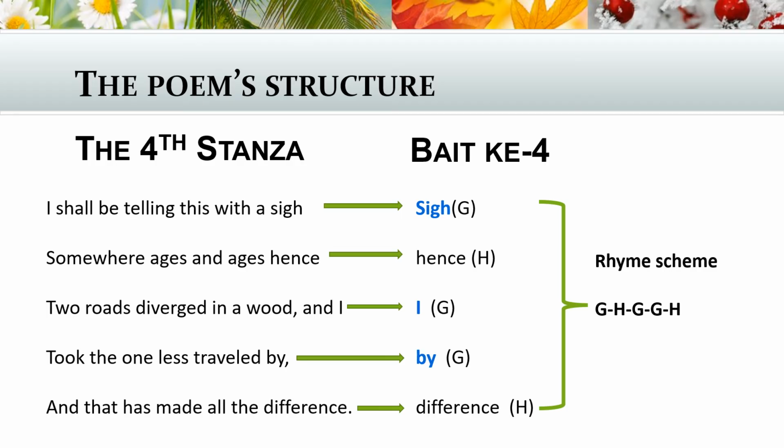Pay attention to the last word on each line: sigh, hence, I, by, difference. We're labeling the sound sigh as G. We're labeling the sound hence as H. We're labeling the sound I as G. We're labeling the sound by as G. We're labeling the sound difference as H. In conclusion, the rhyme scheme in the fourth stanza is G, H, G, G, H.